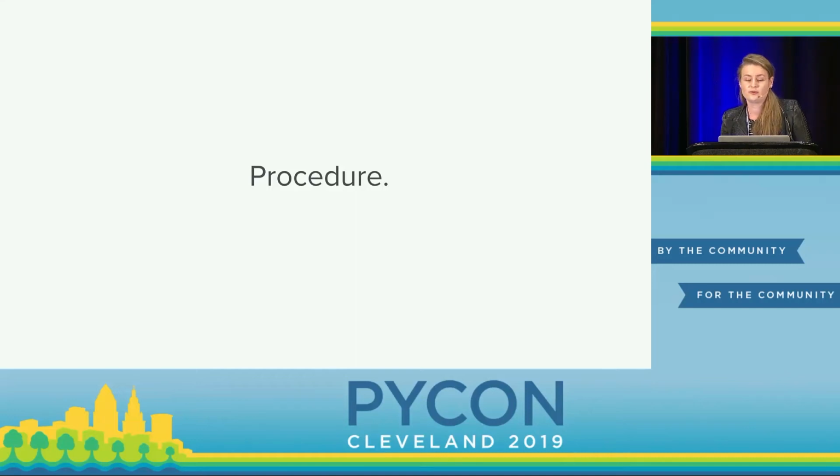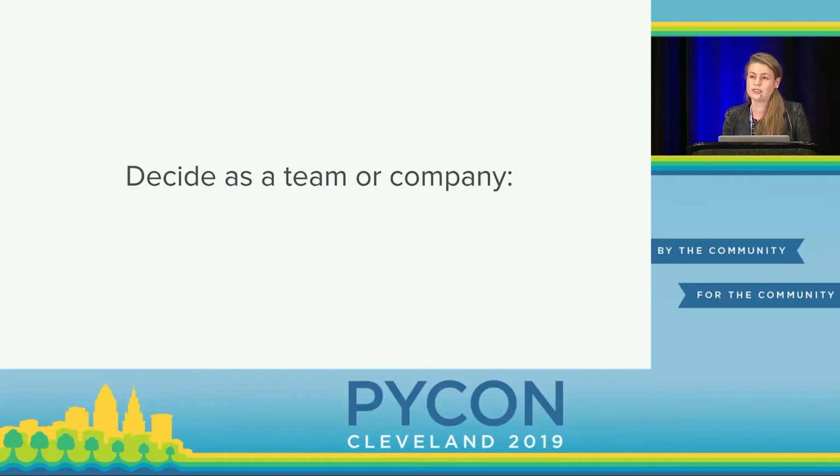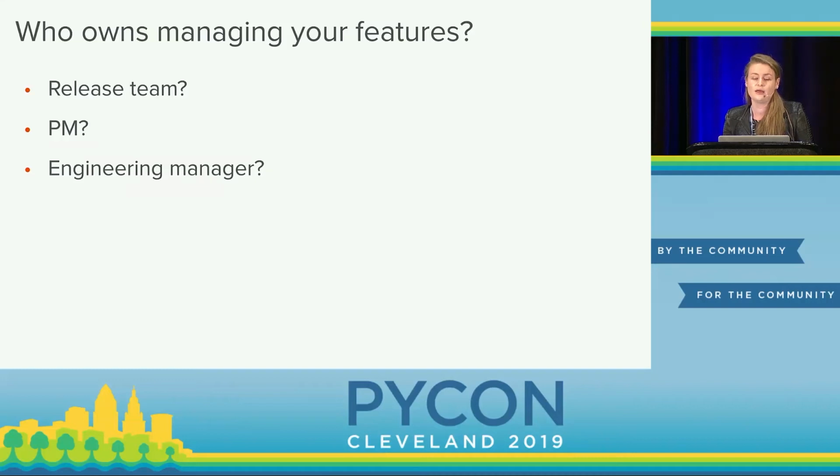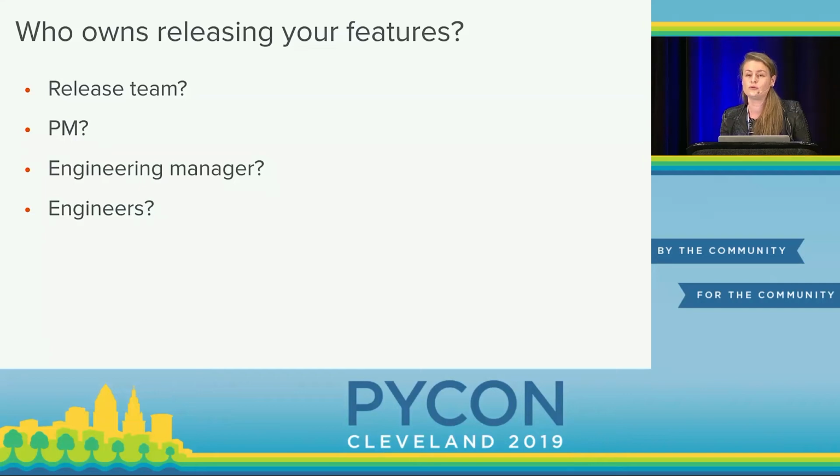So how do we do this? It's basically a lot of procedural change. So you want to decide as a team or as a company who owns managing your feature flags, who's in charge of making sure that this program is running smoothly. Is it a release team? Is it a PM? Is it an engineering manager? And then a separate question could be who owns releasing the features. So is it a release team? Is it a PM? Is it an engineering manager? Or is it the engineers themselves? The person who is managing the program and the person who's actually releasing the flags can be a separate person.